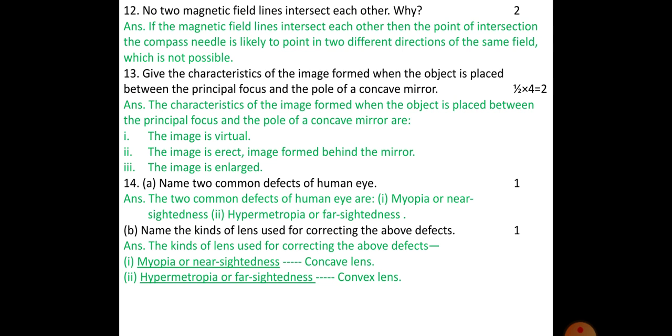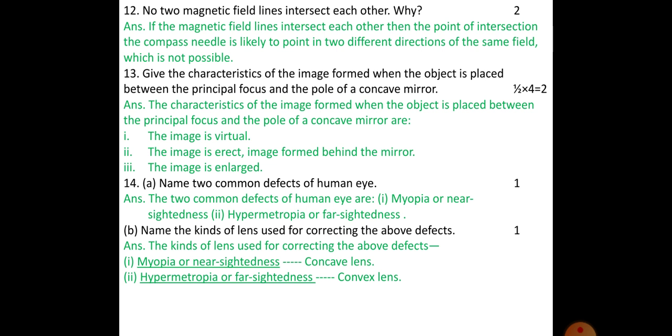No two magnetic field lines intersect each other. Why? If the magnetic field lines intersect each other, then at the point of intersection the compass needle is likely to point in two different directions of the same field, which is not possible, due to which no two field lines intersect each other at any time.